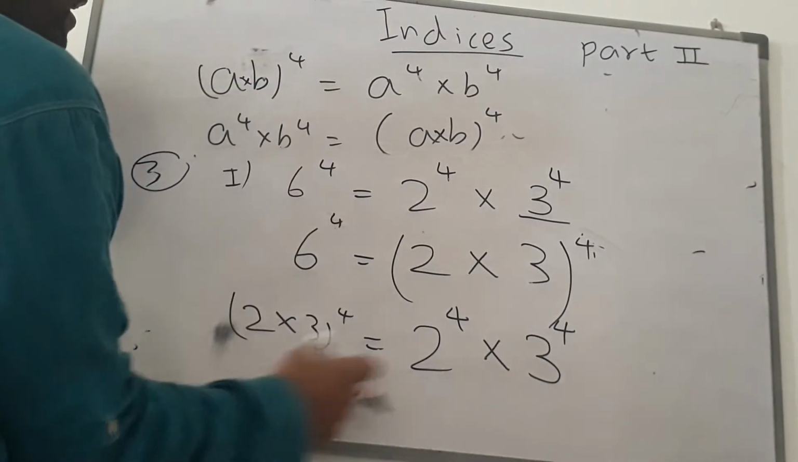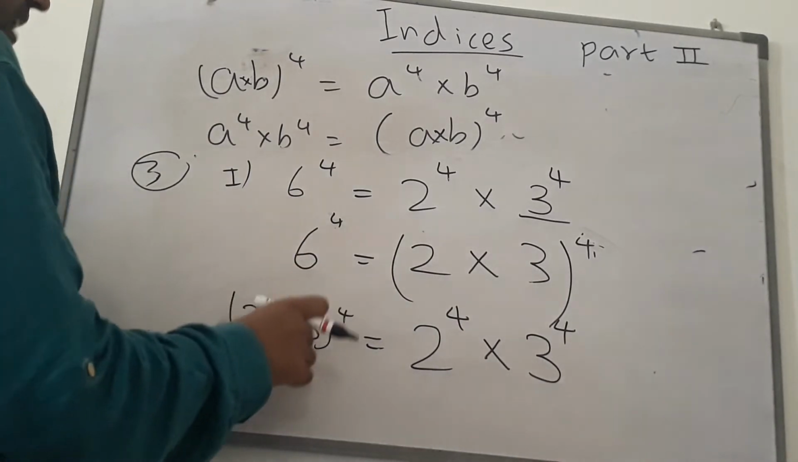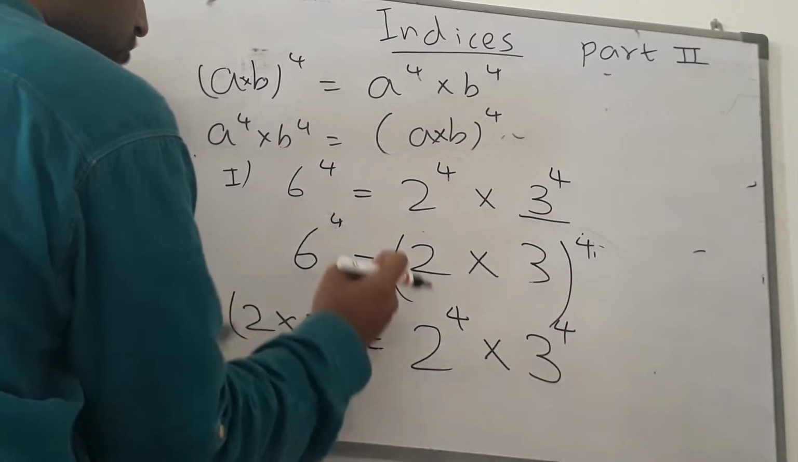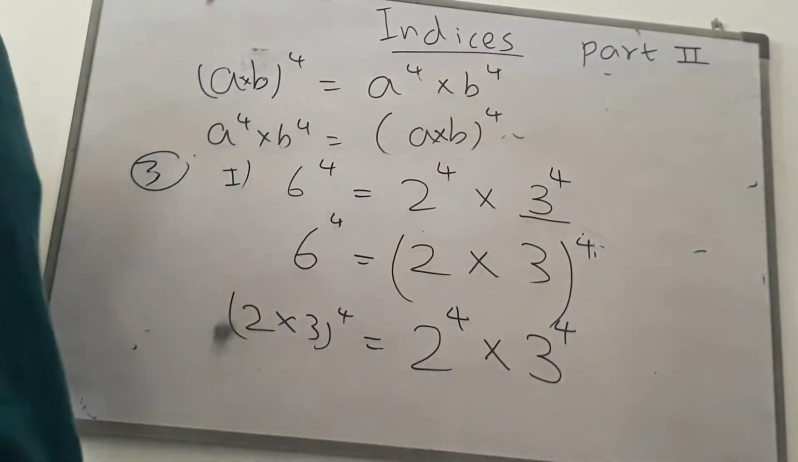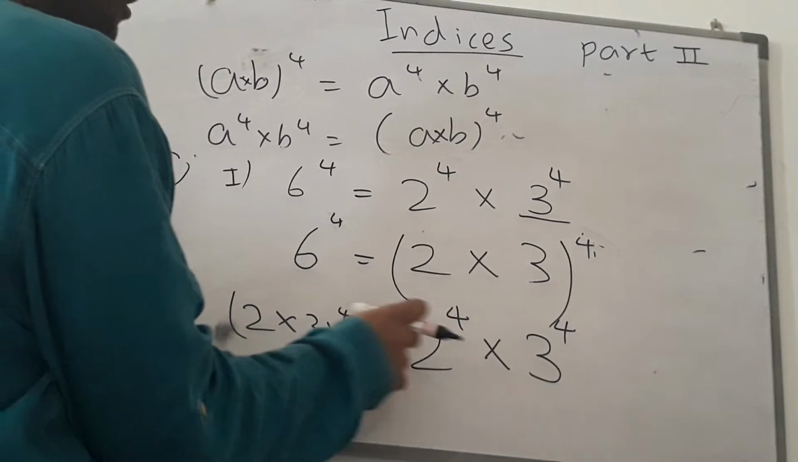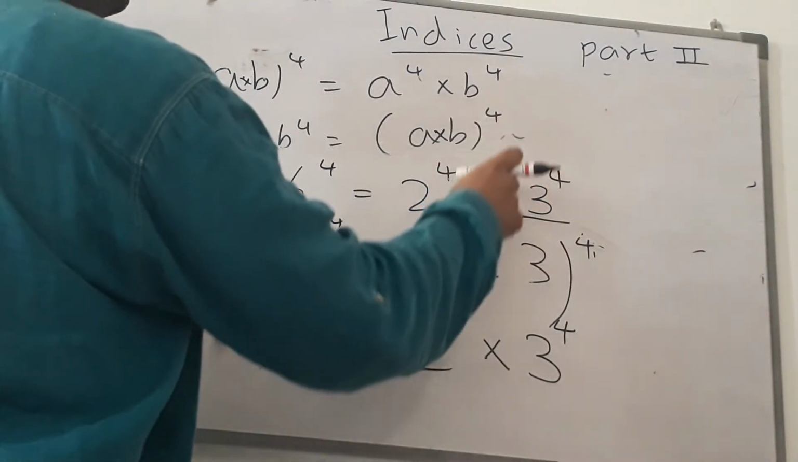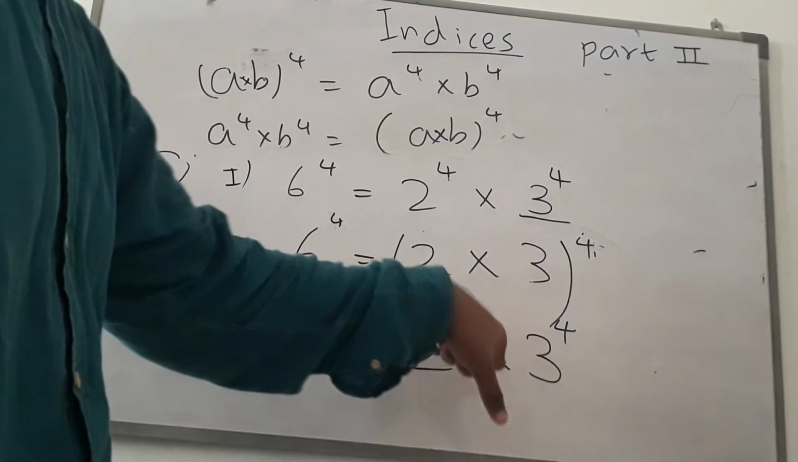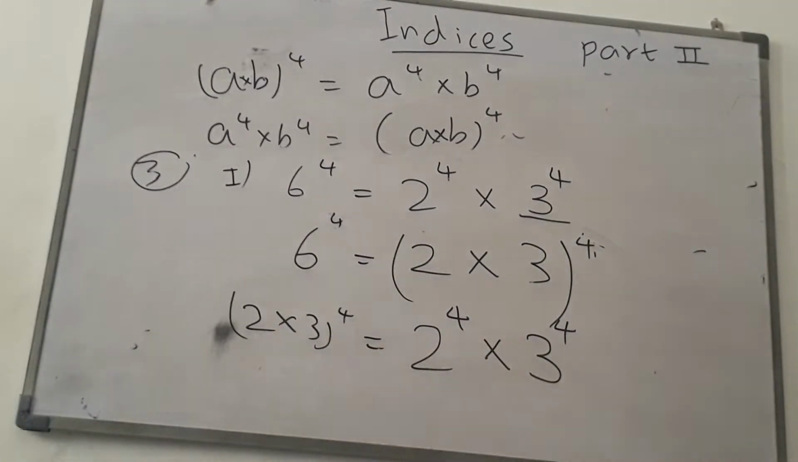This is also a product, this is also a product of a power. So we can separately write it in this fashion. 2 times 3 to the power 4 can be written like 2 to the power 4 times 3 to the power 4, the same story. So we can complete the blank with 3 to the power 4, because 6 to the power 4 is equal to 2 to the power 4 times 3 to the power 4 as well as 2 times 3 to the power 4.